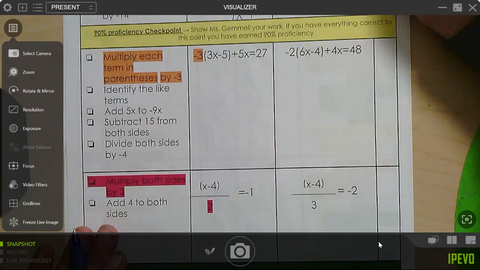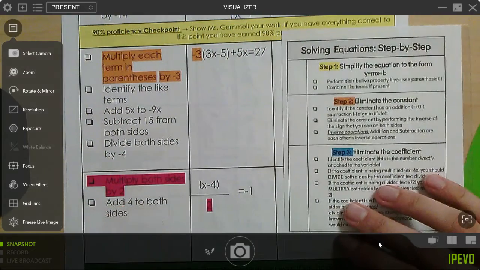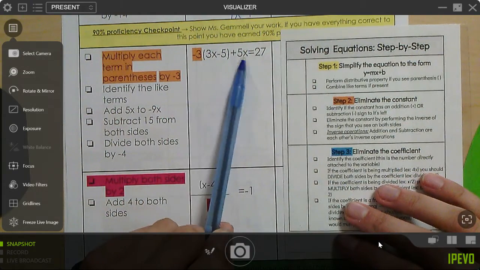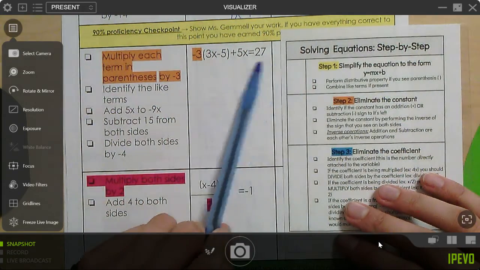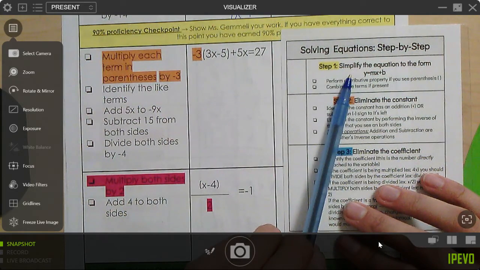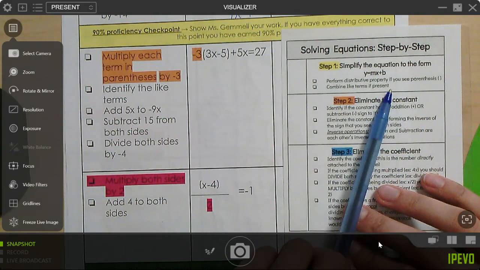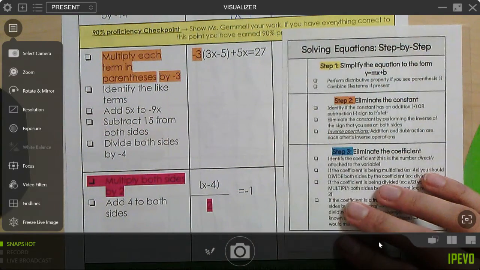All right, so for our last couple problems as far as our proficiency assignment goes, these are going to be the problems that require the most steps. So for this first one, now this is not in y equals mx plus b form right now, so we know we need to simplify. When we are simplifying, we need to perform distributive property if we see parentheses, then combine like terms.